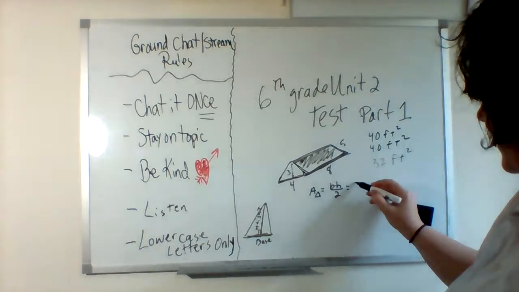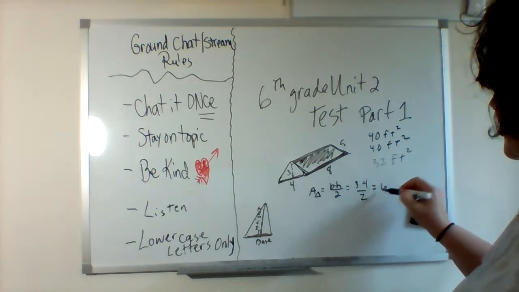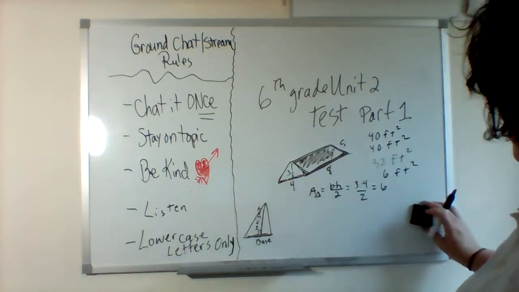Alex, back to this. I said 3 times 4 divided by 2. 12 divided by 2 is 6. So 6 feet squared. How many of these faces are on the figure?